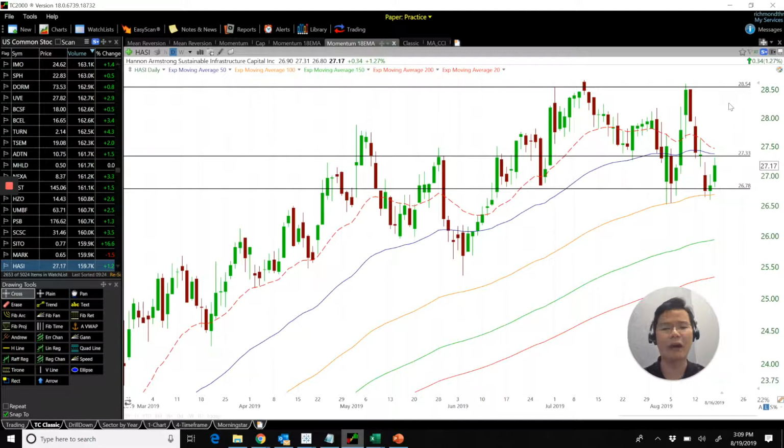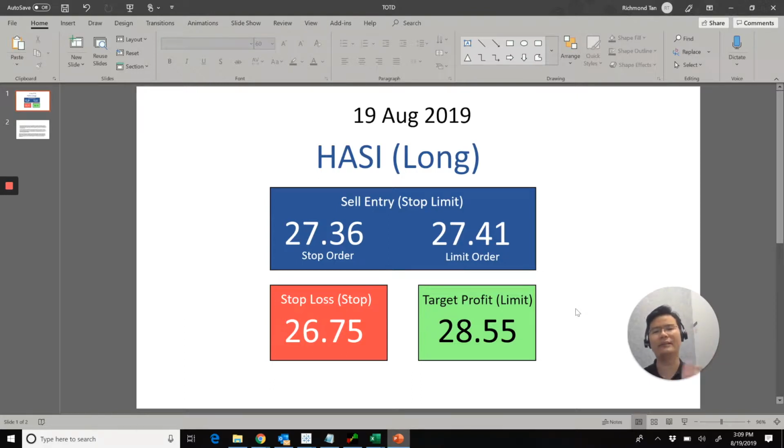So this is how I'm going to trade tonight. This is a trade that I'm going to key in. Right now I'm going to share with you the trade, 19th of August, HASI. I'm going long. I will be entering at around $27.36. I will limit my order at $27.41, meaning that if the stock price opens at $28, I will not buy, because the risk to reward ratio is no longer favorable.